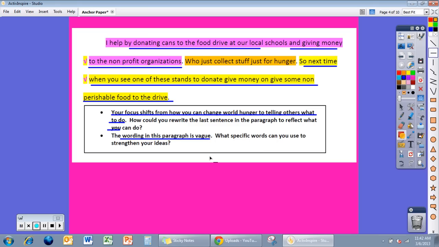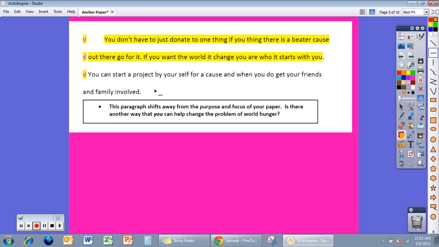Notice the wording of the paragraph is vague. Make sure you have specific words. Again, anytime you can make it about you, your specific community, your specific life experiences you have had is going to make for a better essay. Okay, you don't just have to donate one thing. If you think there is a better cause out there, go for it. If you want the world to change, it starts with you. You can start a project by yourself for a cause, and when you do, get your friends and family involved.